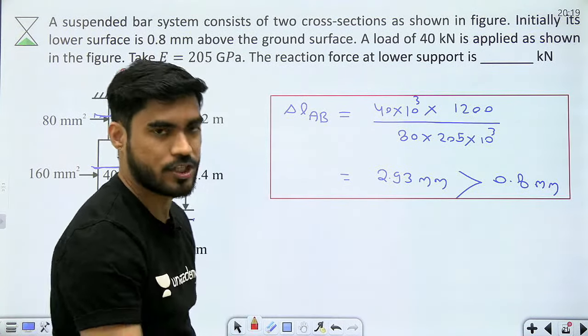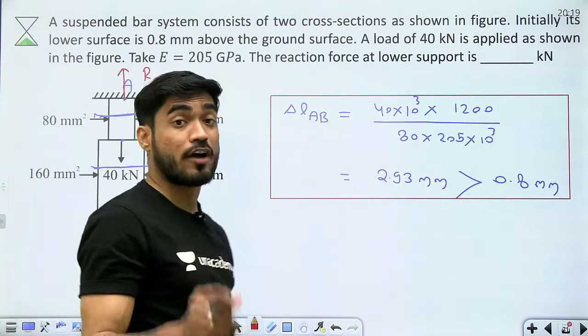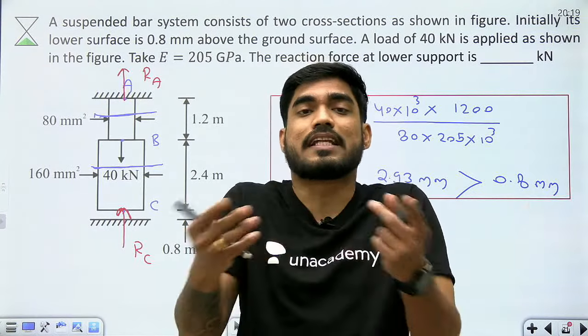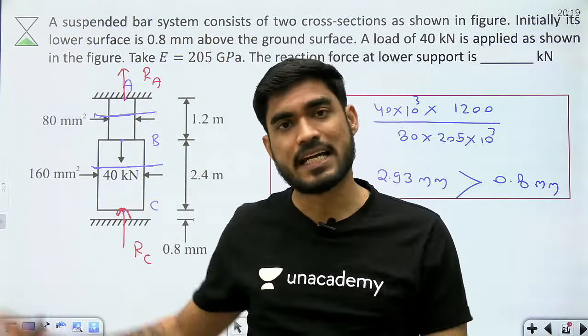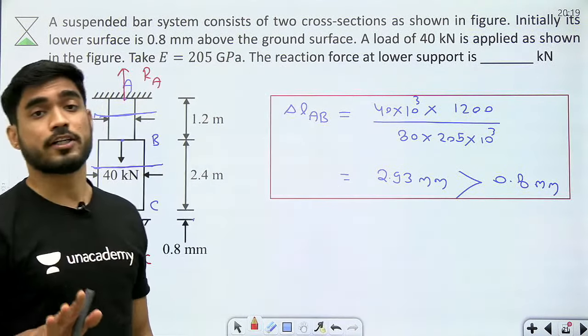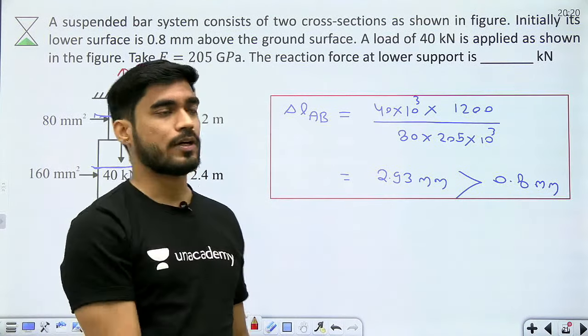Okay, let's move on. We have seen different types of statically indeterminate problems. Whatever types of statically indeterminate problems can come in the exam, we have seen all of them. Now let's move on to different types of axially loaded members.